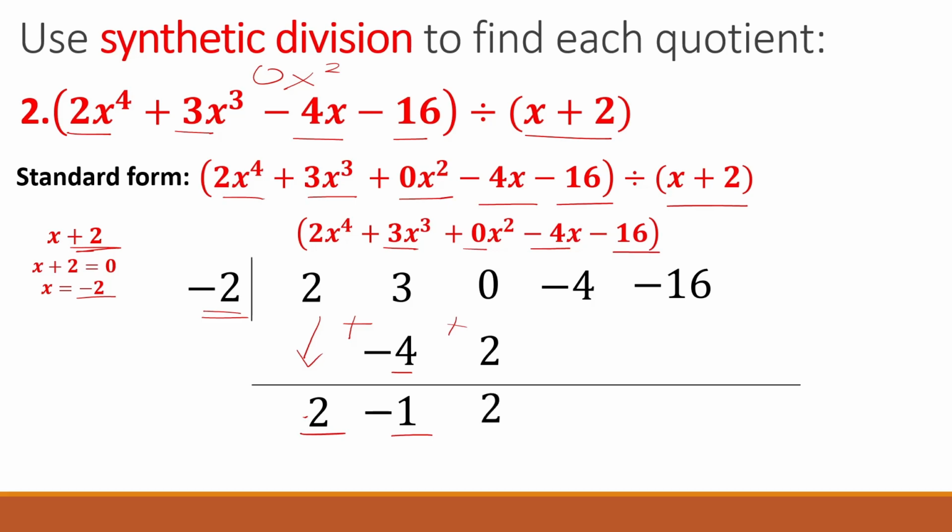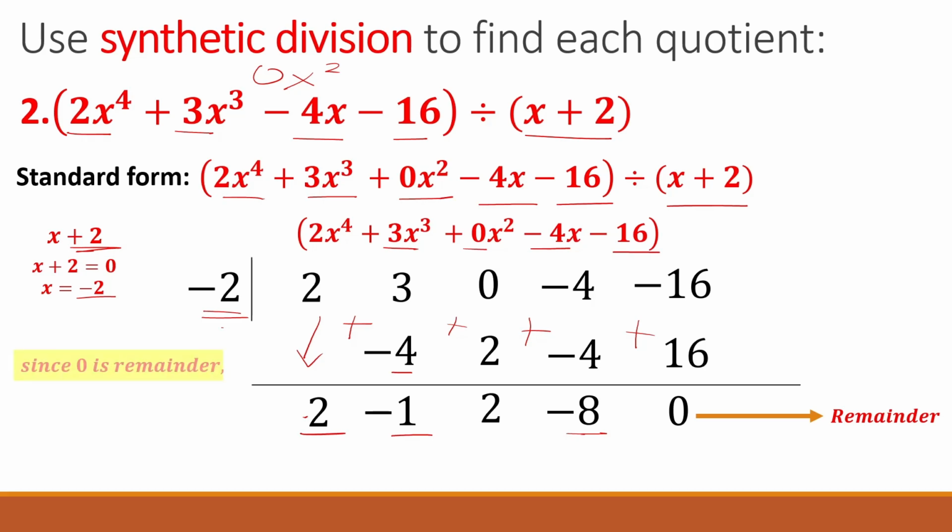2 times negative 2, so that is negative 4. Add again, so you have negative 8. Negative 8 times negative 2 is positive 16. So you add: negative 16 plus positive 16 is 0. So 0 is the remainder. Since 0 is the remainder, x plus 2 is a factor of the given dividend.